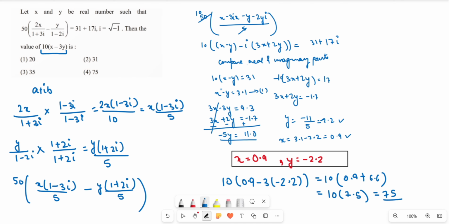So my option D will be correct. Basically option 4 is the correct answer here.